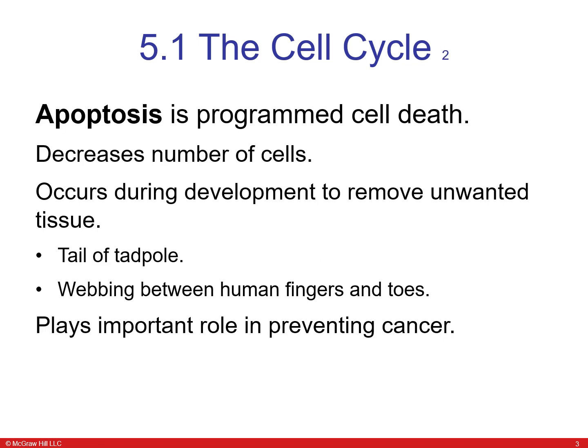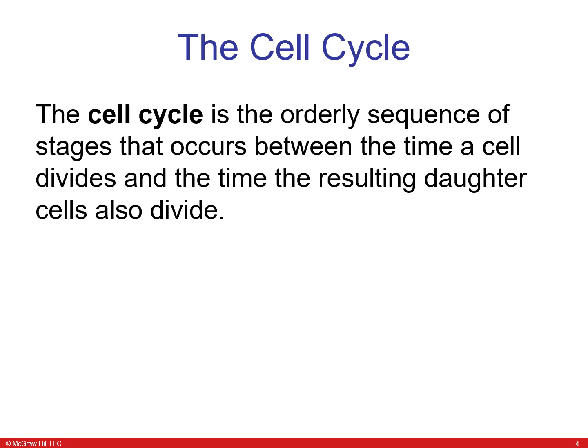Apoptosis is programmed cell death. This decreases the number of cells. This occurs during development to remove unwanted tissue. You can think of the tail of a tadpole or the webbing between human fingers and toes. And it also plays an important role in preventing cancer.